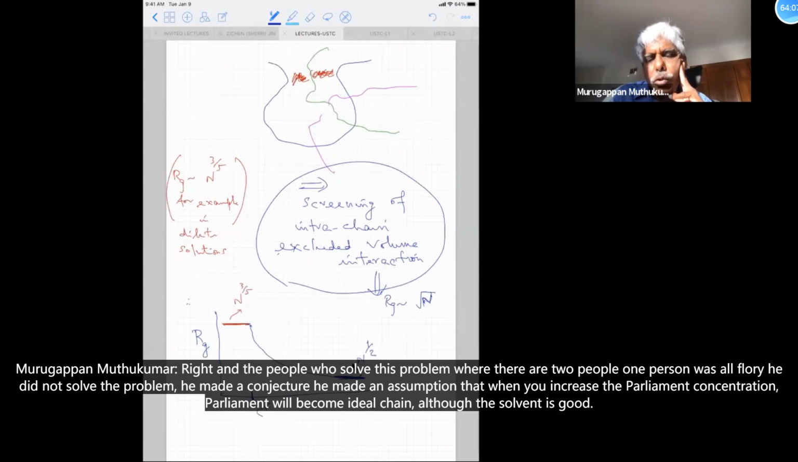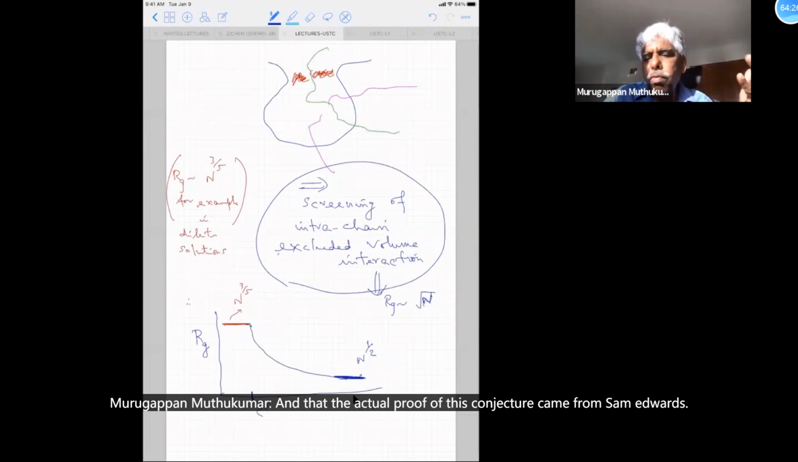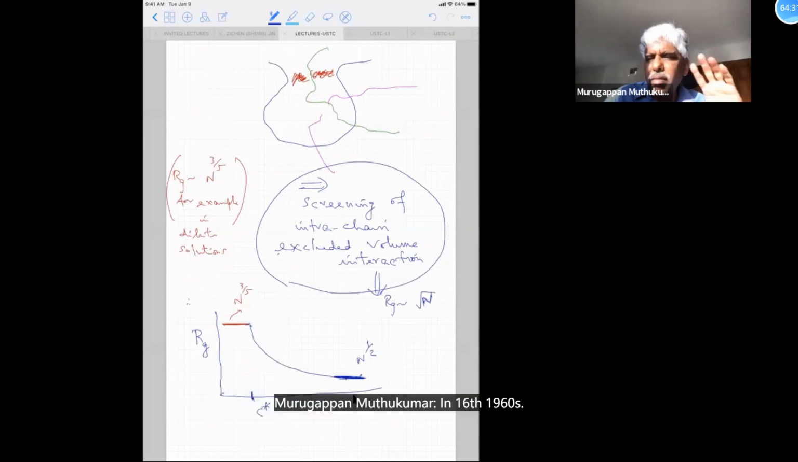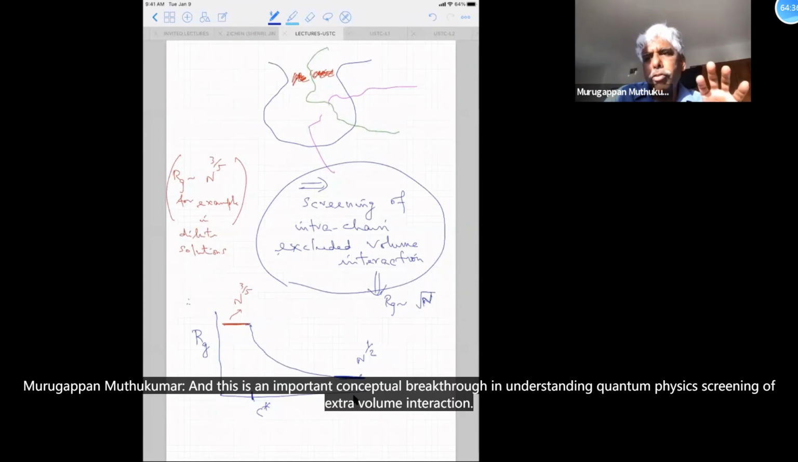The people who solved this problem were two people. One was Paul Flory. He did not solve the problem; he made a conjecture. He made an assumption that when you increase the polymer concentration, the polymer will become an ideal chain, although the solvent is good. And the actual proof of this conjecture came from Sam Edwards in the 1960s. This is an important conceptual breakthrough in understanding polymer physics: screening of excluded volume interaction.